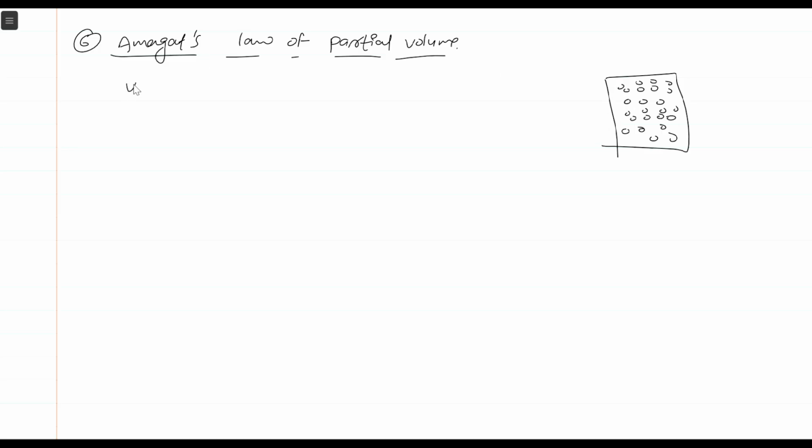Now if we consider V1 to be the partial volume occupied by the first gas, if we consider V2 to be the partial volume of the second gas, similarly Vn to be the partial volume of the nth gas, then the total volume will be equal to V1 plus V2 plus V3 plus dot dot dot Vn, and that will give us summation i equal to 1 to n of Vi.